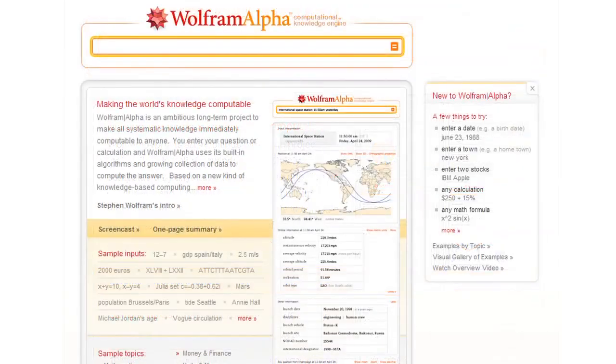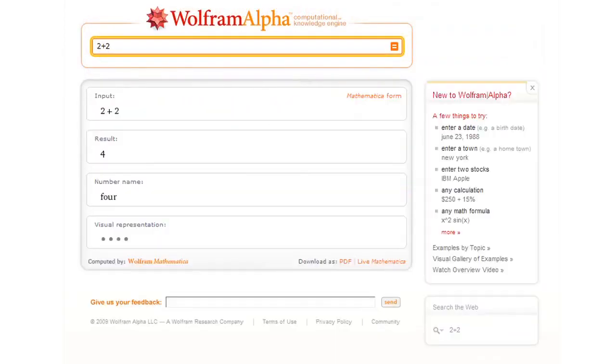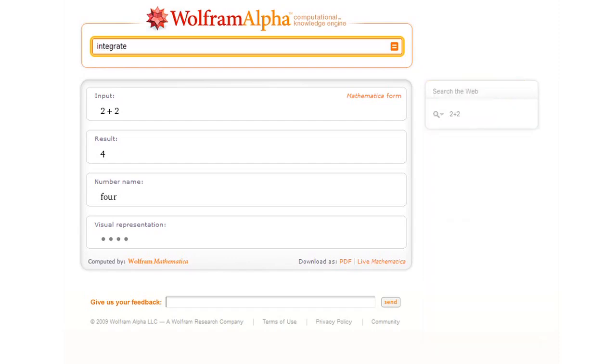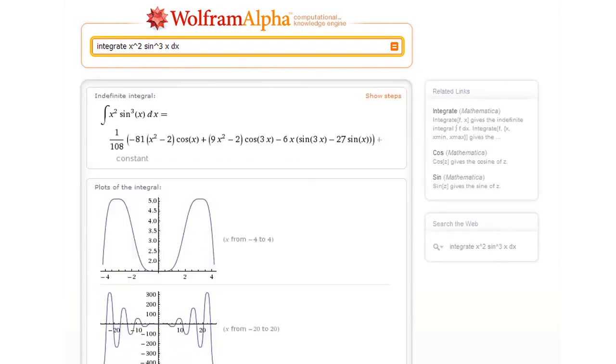Let's try something really easy. Okay, that's good. Now let's try something harder. How about some serious math? So you can type things in pretty much however you want. Here's what Wolfram Alpha produces. It's done the integral, and then it's showing us other things that it thinks we'll be interested in.